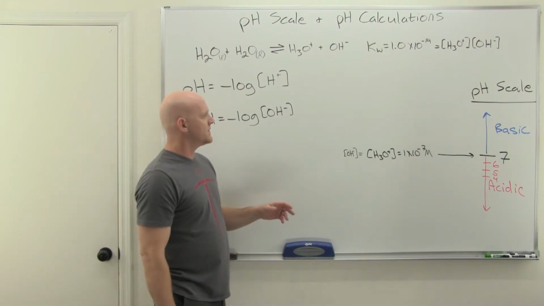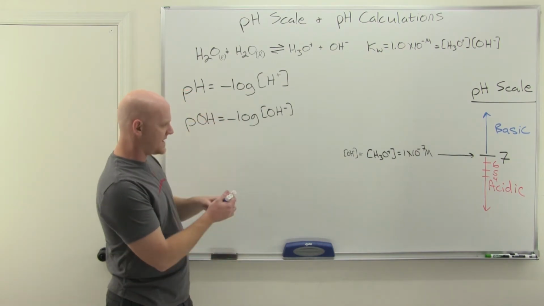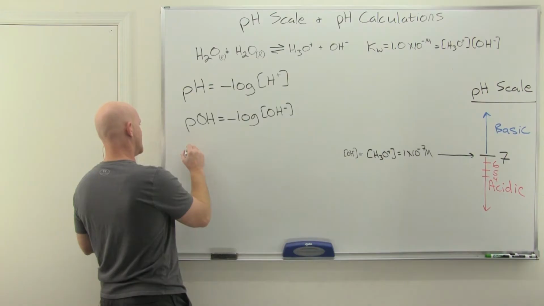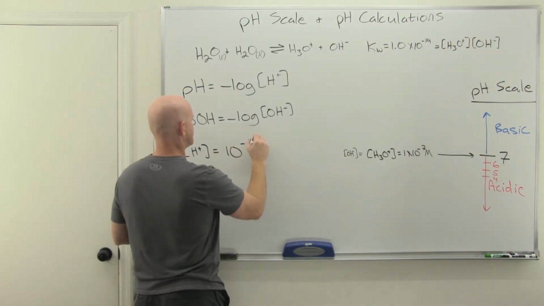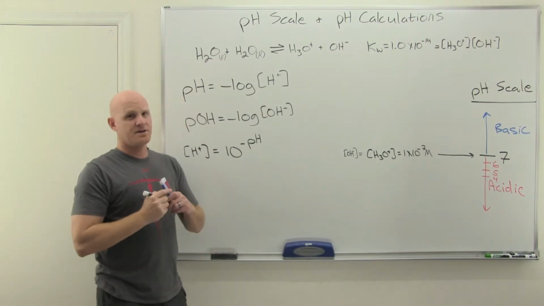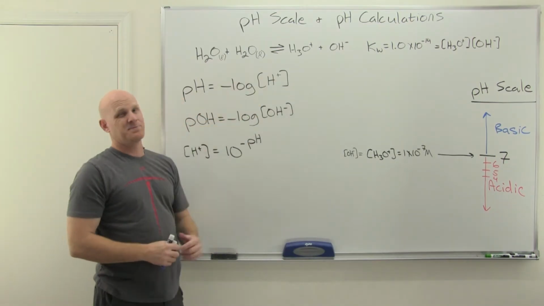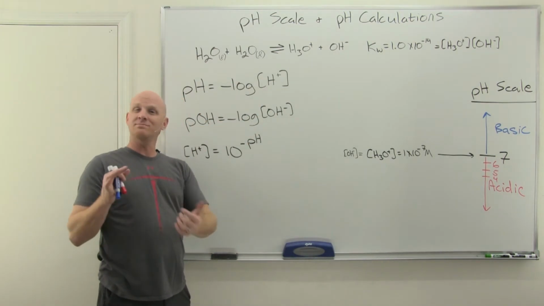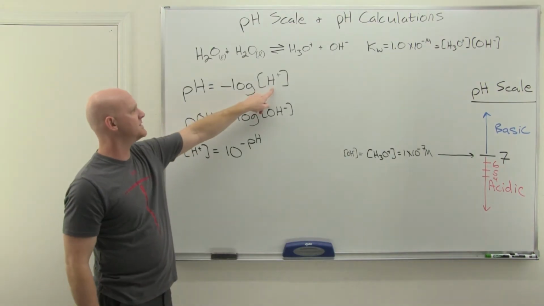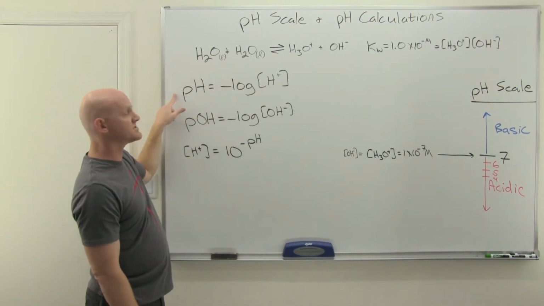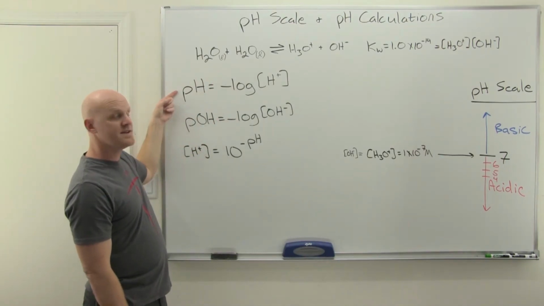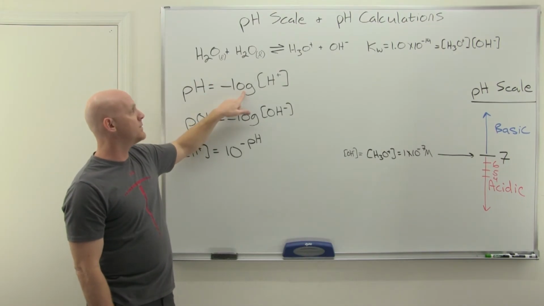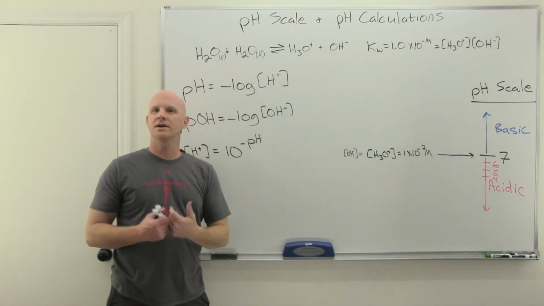All right, so going back to this, if we rearrange a little bit and solve for the H plus concentration, it's going to be 10 to the negative pH. I'm just rearranging this, and depending on your algebra skills, maybe you can see this, maybe you can't. What I would do to solve for H plus is move the negative sign to the other side. So I'm either multiplying or dividing by negative 1 on both sides. It cancels over here, leaves you with negative pH over here. And then to get rid of the log, how do you get rid of log? Well, you use the inverse function.